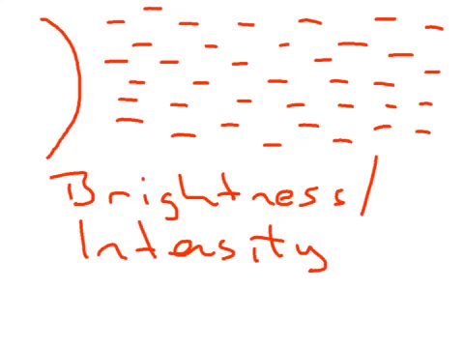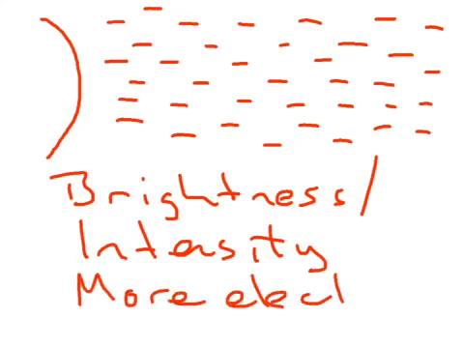But because there are more photons, all that means in terms of the photoelectric effect is that we will get more electrons coming off. We're not going to get more energetic electrons. They're not receiving any more energy. The energy of the photons is exactly the same as it was before. So increased brightness means more electrons coming away.